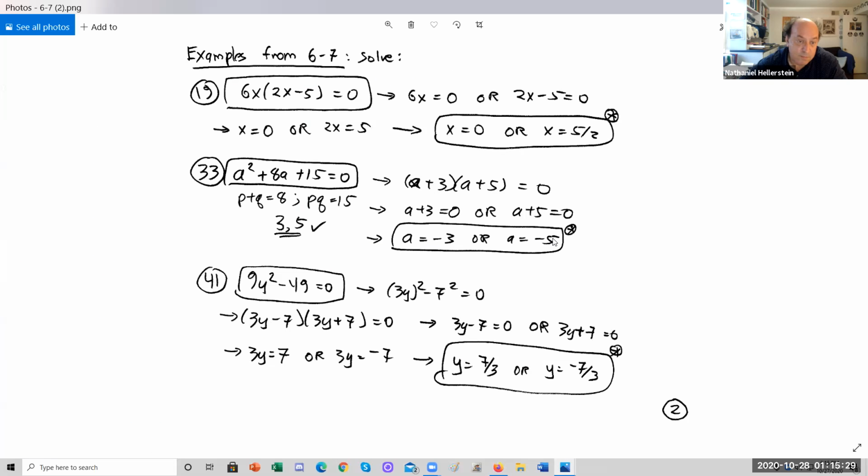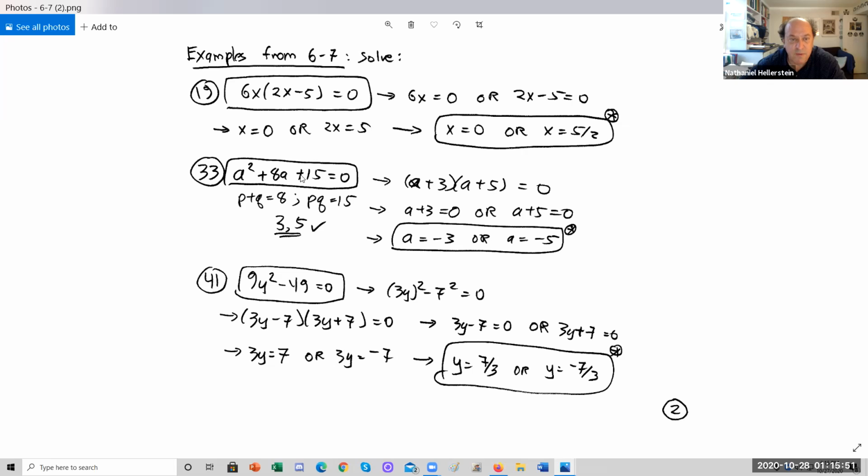All right, so a bunch of examples we'll run through. 6x times 2x minus 5 equals 0. Well, that means that either 6x is 0 or 2x minus 5 is 0. If 6x equals 0, then x is 0. If 2x minus 5 is 0, then 2x equals 5, and x is 5 halves. So it's 0 or 5 halves.